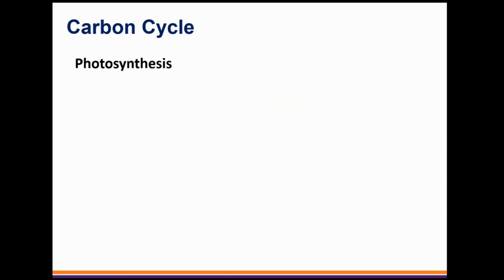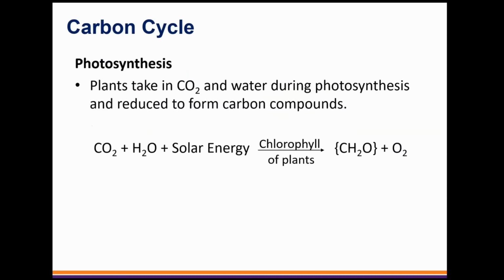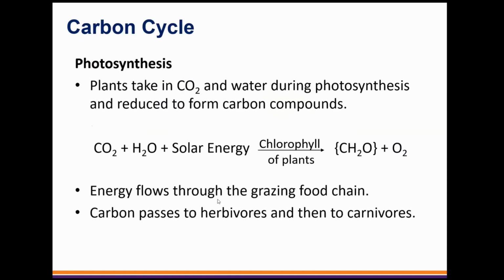Photosynthesis, I think most of you know what photosynthesis is. Okay, so basically it's where plants take in carbon dioxide and water to produce carbon compounds and oxygen. Basically, the energy flows through the grazing food chain. So you have small animals that eat the plant. So the carbon passes from the plants to the animals. So it passes through the food chain.